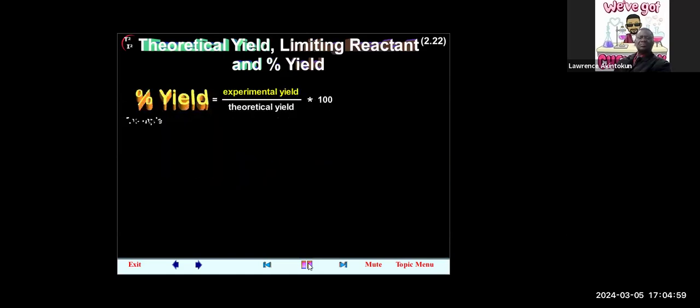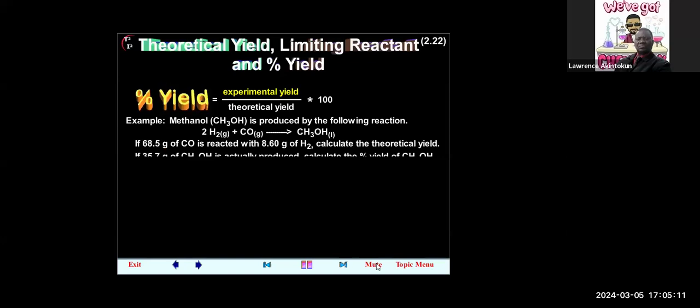Example: methanol, CH3OH, is produced by the following reaction. If 68.5 grams of CO is reacted with 8.60 grams of H2, calculate the theoretical yield. If 35.7 grams CH3OH is actually produced, calculate percent yield of CH3OH.